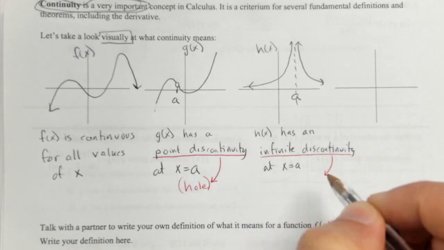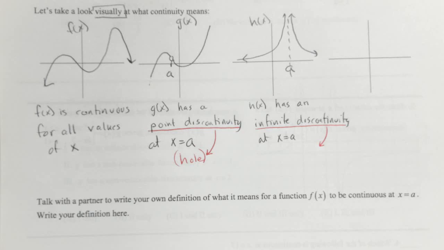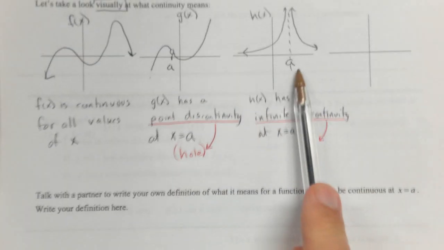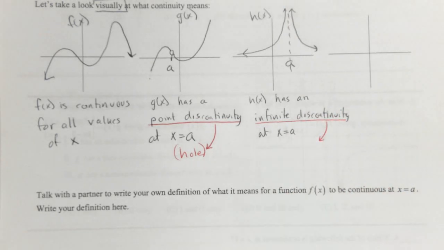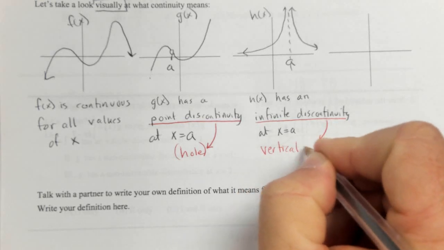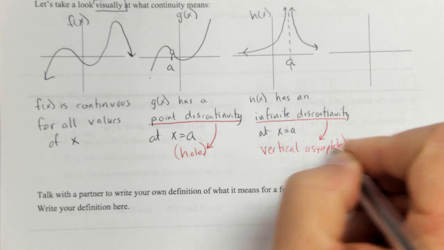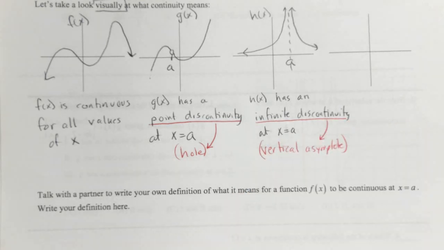Infinite discontinuities. What's like the pre-cal word for what's happening there? Like this example, that's a hole. This example, what have we called that before? An asymptote. So an infinite discontinuity is the same thing as a vertical asymptote. Or I guess we would say it occurs at a vertical asymptote.